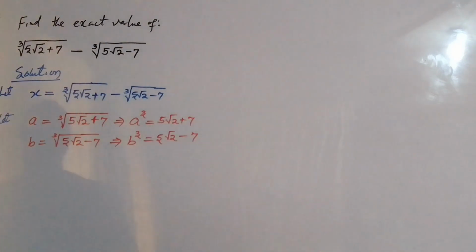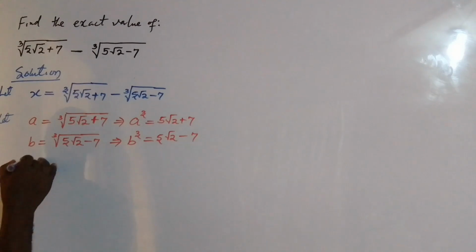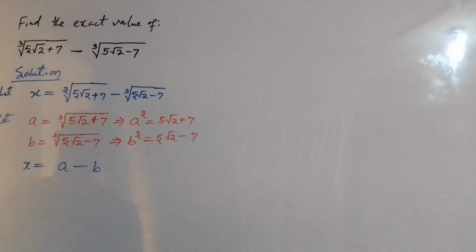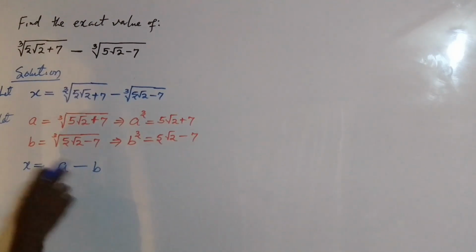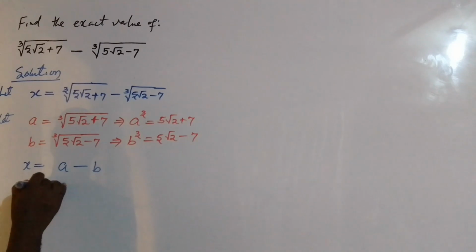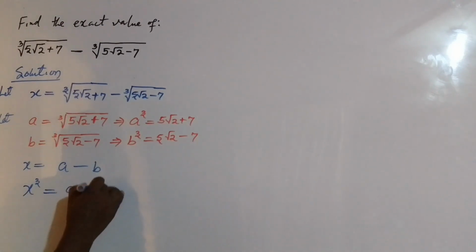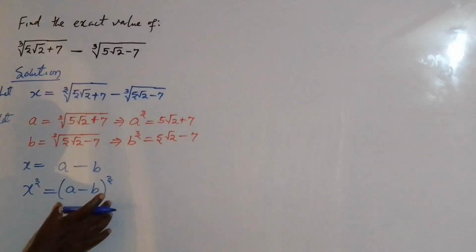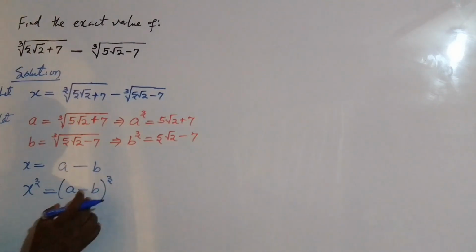Now let's go back to the main equation. Let's use the substitutions we have just done. That means that x will be equal to a minus b. All right, so x will be equal to a minus b. Now let's take the cube of both sides. If we take the cube of both sides, we are going to have x cubed will be equal to a minus b cubed. And then, of course, I'm going to find the identity for a minus b cubed.